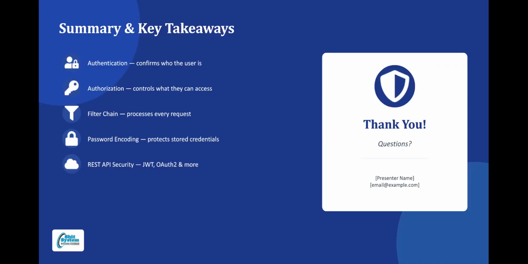So to recap, authentication confirms who you are, authorization controls what you can access, the filter chain processes every request, password encoding protects stored credentials, and REST APIs get secured with things like JWT and OAuth2. That brings Spring Security in a nutshell.